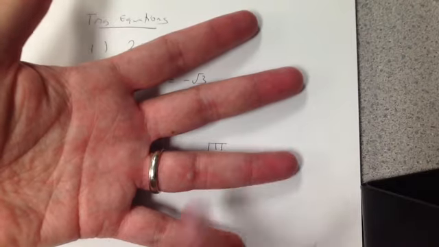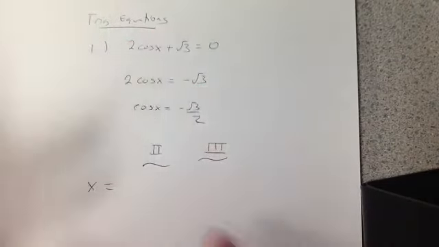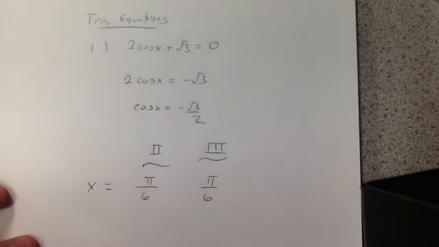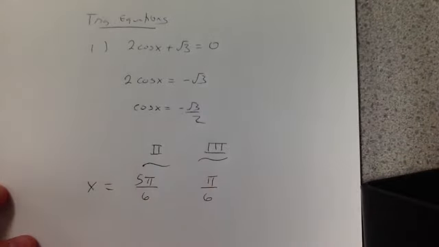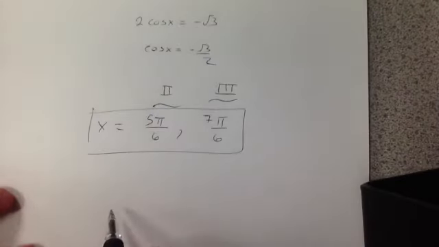Well, in the first quadrant, if I use my hand trick, it's kind of easy to do. I want 3 fingers on top because that's where cosine is. So that's going to be my pi over 6 finger. Both of them are going to be pi over 6s. It just depends on the quadrant. In the second quadrant, it's 5 pi over 6. In the third quadrant, 7 pi over 6. And there, of course, is our answer.